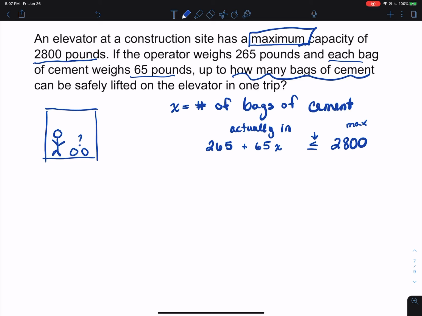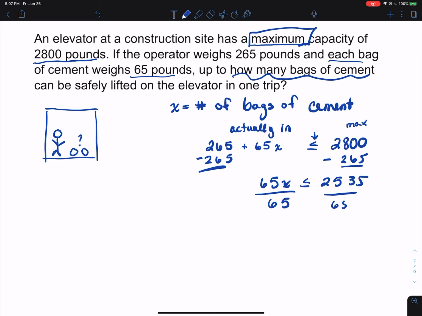All right, so my goal now is to get that x by itself. I'm going to undo addition with subtraction. So I'm going to subtract 265 from both sides. If I do that, I end up with 65x is less than or equal to 2,535. Then I need to divide by 65 and divide by 65. When I do that, I'm going to end up with x is less than or equal to 39.